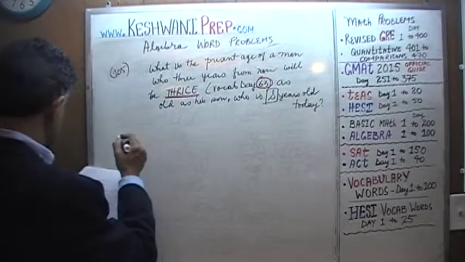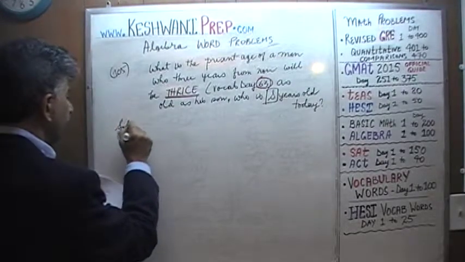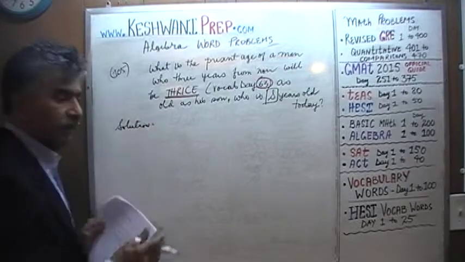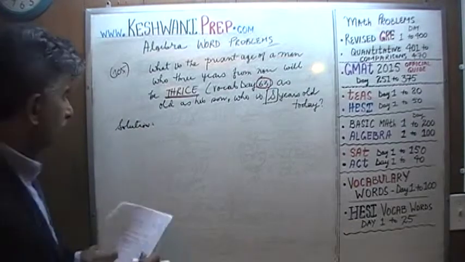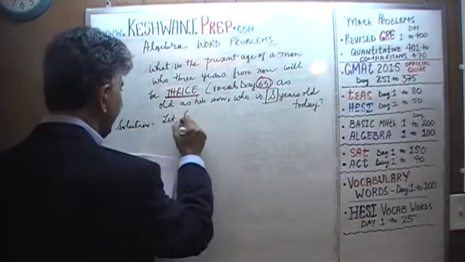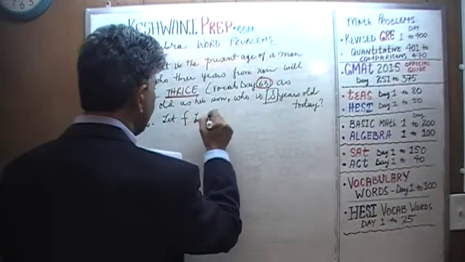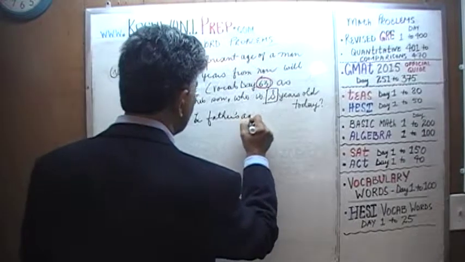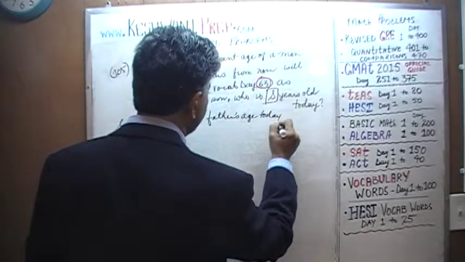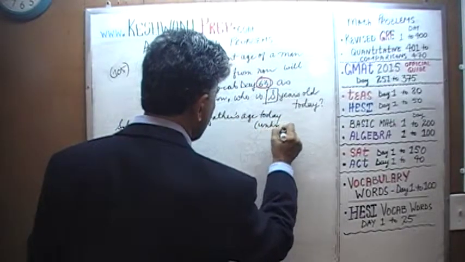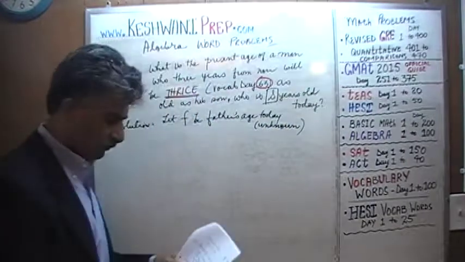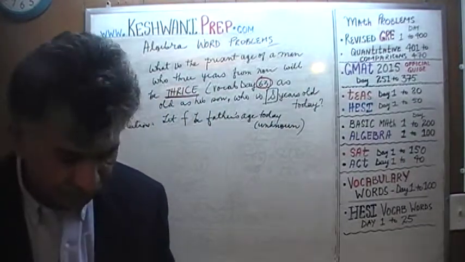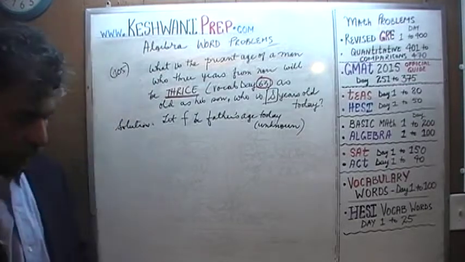So let's do that. Here's our solution. That's how we're going to define our variable, our unknown. Let F be father's age today, and this is our unknown. Just one more time, just to emphasize, that's our unknown. Son's age is not our unknown. So let's see what we know.